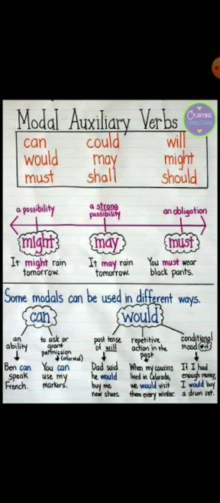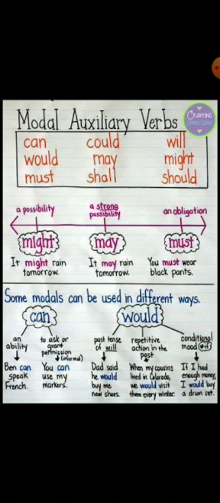Next example: if he had worked hard, he could have won the prize. This is a conditional sentence, meaning there is a possibility. If he had worked hard, only then he could have won the prize. So what is the difference between can and may? When the things are in control, then we use can, and when the things are out of control, then we use may.